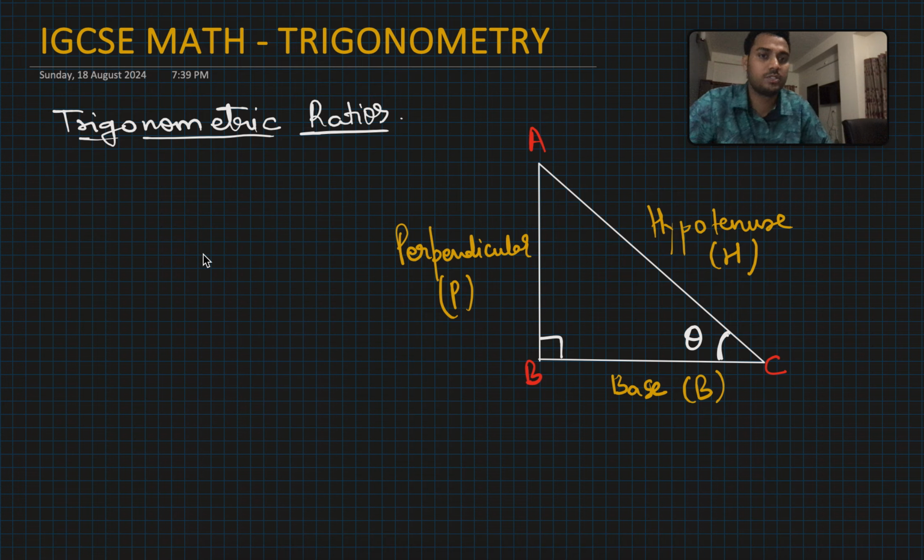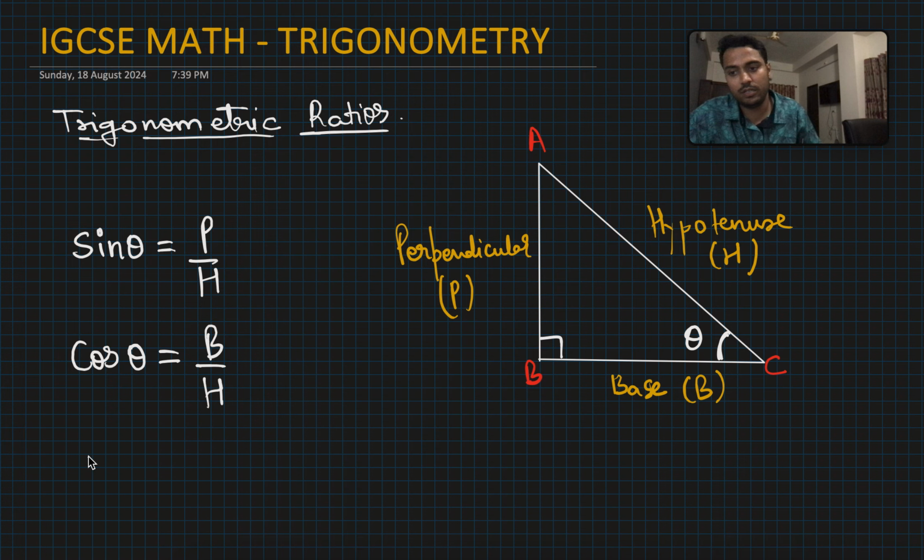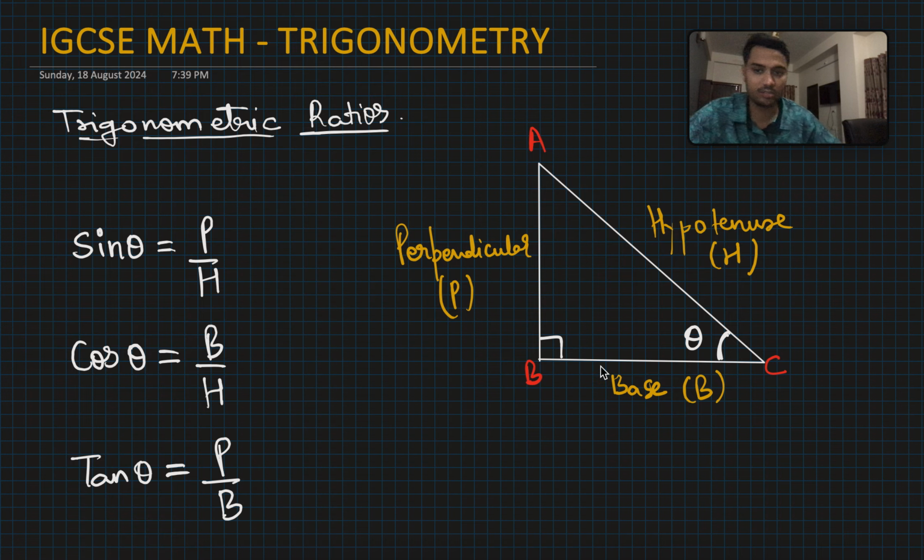Moving ahead, what are trigonometric ratios? The first one is sine ratio. Sine theta is the ratio of perpendicular upon hypotenuse. So we just have to take the value of the perpendicular and the hypotenuse to find the value of sine theta. Cos theta or cosine theta is the ratio of base upon hypotenuse, and similarly tan theta is the ratio of perpendicular upon base.